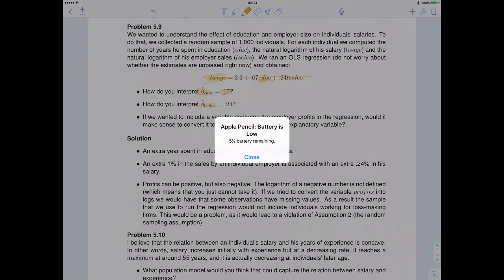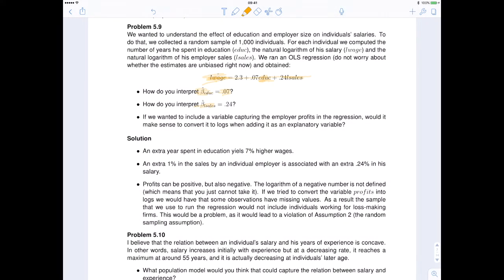If we wanted to include a variable capturing the employer profits in a regression, would it make sense to convert it to logs when adding it as an explanatory variable? Well, we have profits, right? But we know that profits can be either positive or negative. So logging them might be problematic, right?